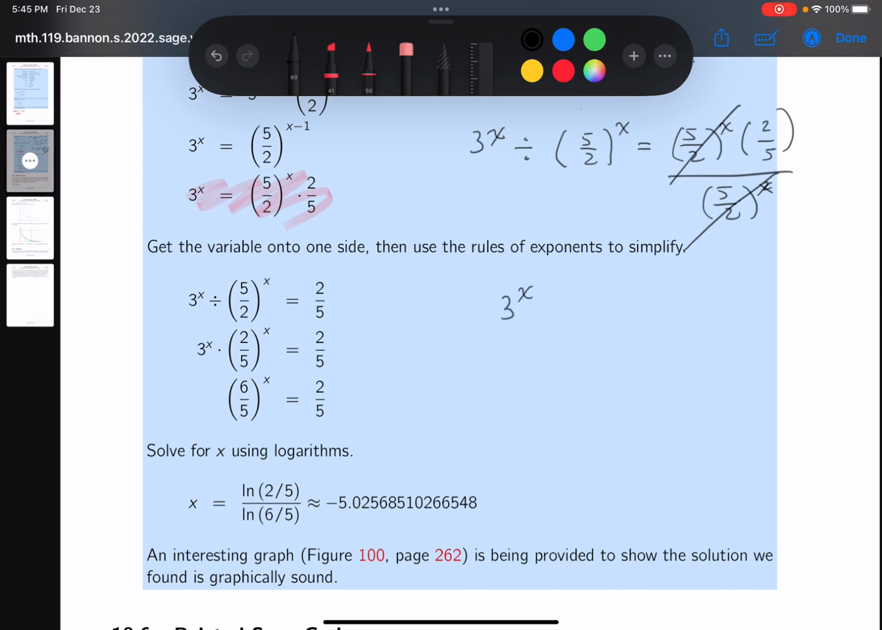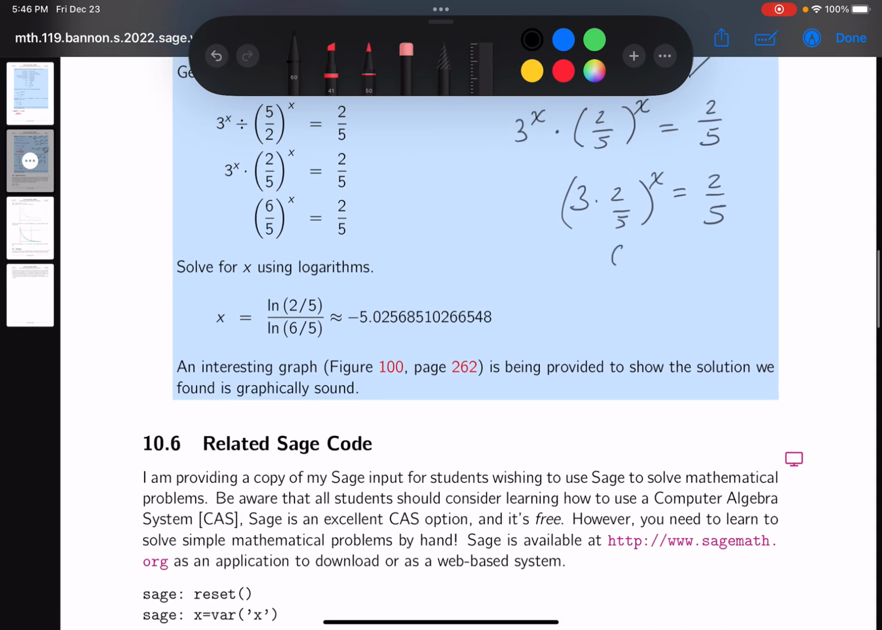3 to the x, and then I'm looking at that, and I realize I can write it as a multiplication problem. It's the division by the reciprocal. So 3 times 2/5 to the x is equal to 2/5. Okay, I can bring that together now too. And what are you going to get? You get 6/5 to the x power equals 2/5. Let me show you that's written. It's a milestone. I get that right over here.